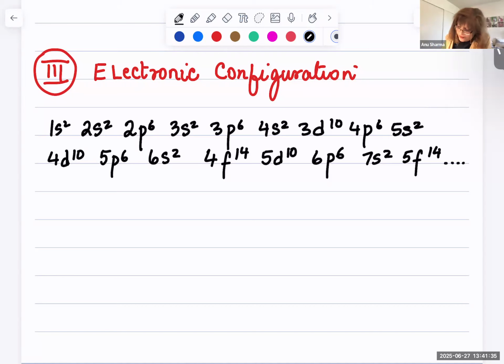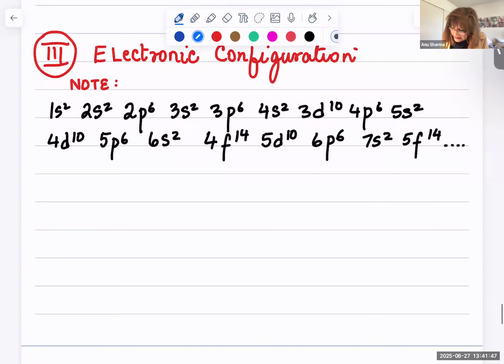So this is the order of filling. Make a note of it, or know it, or memorize it, or whatever works for you. Or you can use the handout where it is shown in a zigzag fashion. You can use that also. The rest is simple stuff.